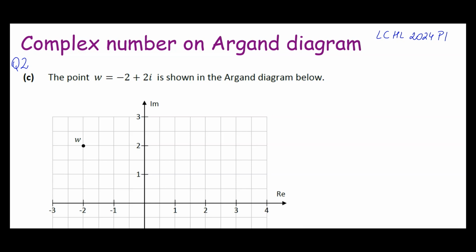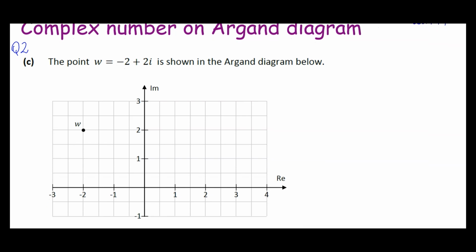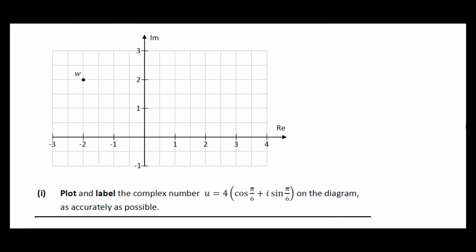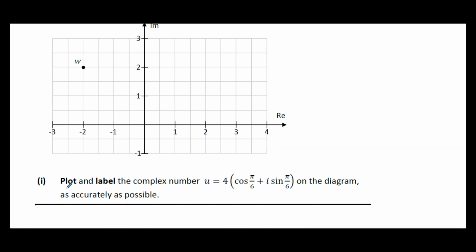So this question is very interesting. It's about complex numbers on an Argand diagram. Let's see. We have the point W, and here we have that mark, -2 plus 2i. And then what do we need to do? First thing, we have to plot and label the complex number.